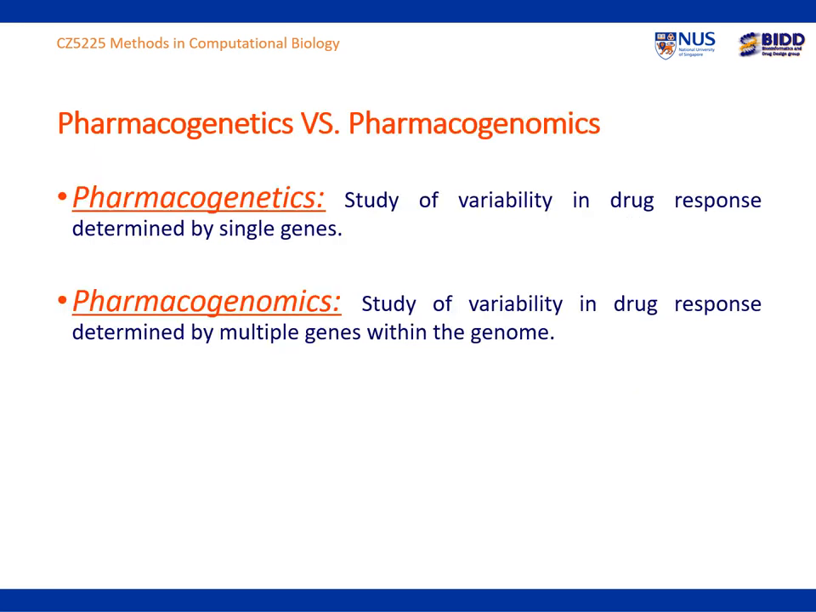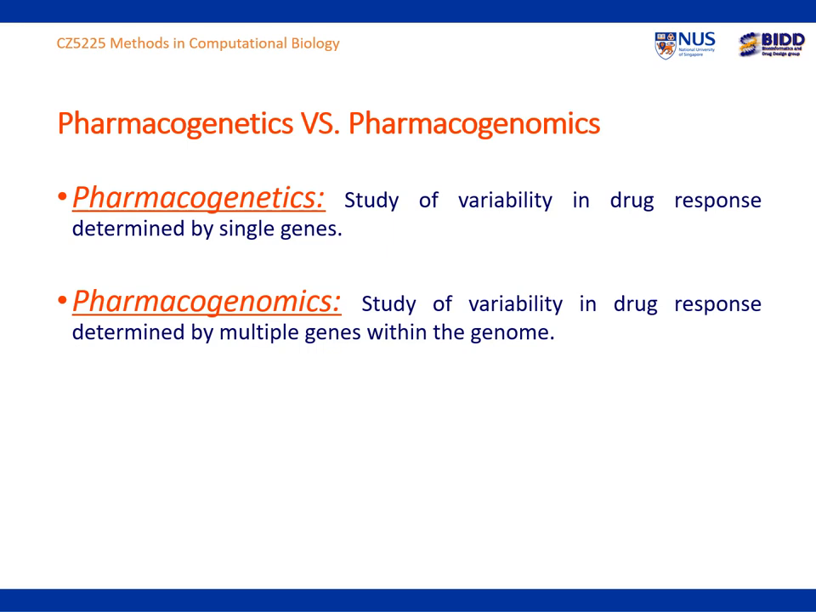Then there is another term called pharmacogenetics. As I have already mentioned, in pharmacogenetics we focus on a single gene at a time. But in pharmacogenomics, we study the variability in drug response determined by multiple genes within the genome. So in genomics, it is the study of how genes affect a person's response to a drug.